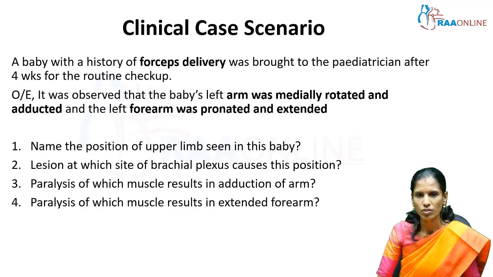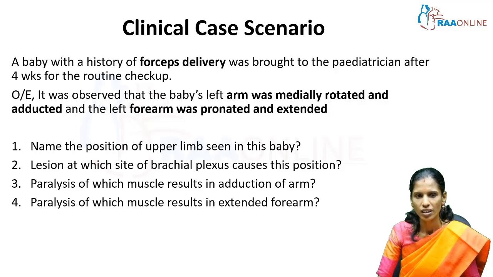A baby with a history of forceps delivery was brought to the pediatrician after 4 weeks for a routine checkup. On examination, it was observed that the baby's left arm was medially rotated and adducted. The left forearm was pronated and extended. Name the position of the upper limb seen in this baby.